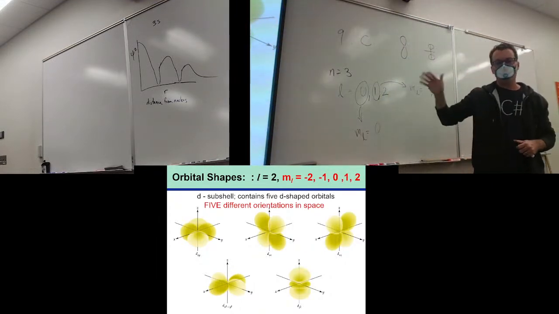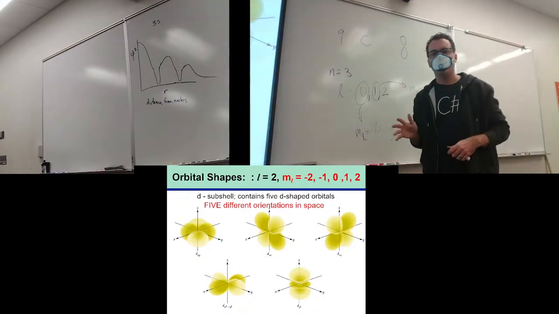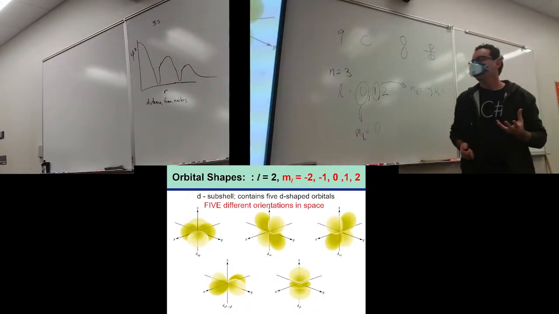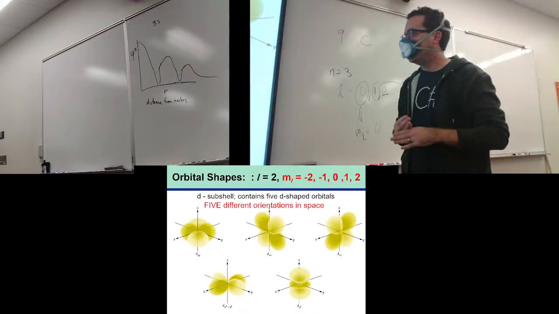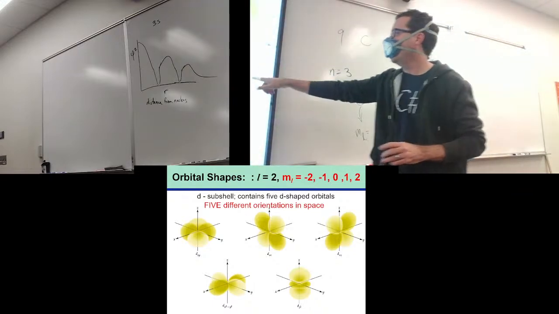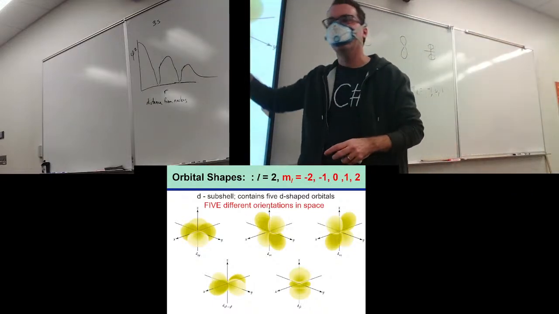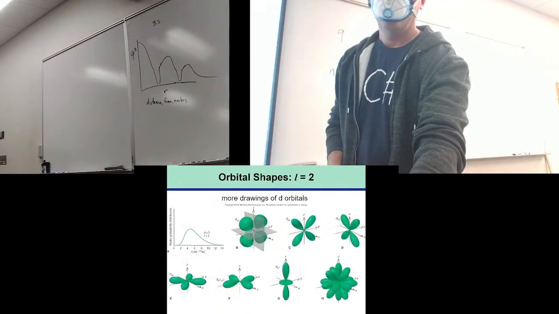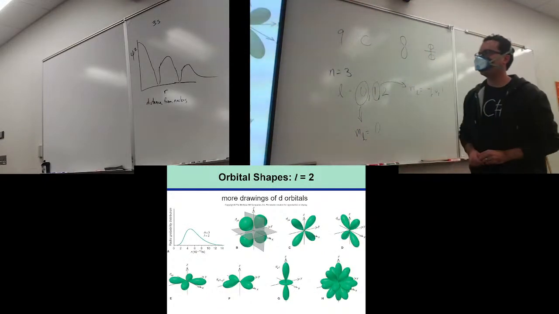You don't have to memorize the different orientations. You should have a general idea what d orbitals look like, that there are 2 nodal planes, but you don't have to memorize. Hey, that's the xz and the yz and the x squared minus y. You don't have to memorize that. Here's another picture of the same thing.